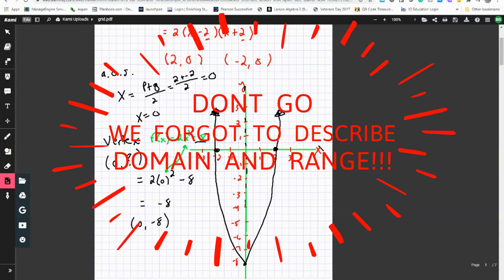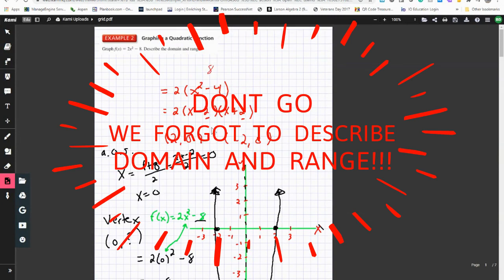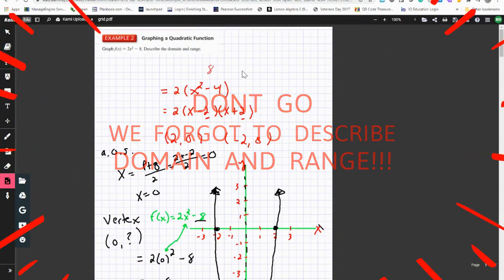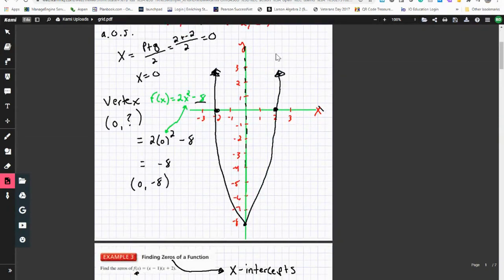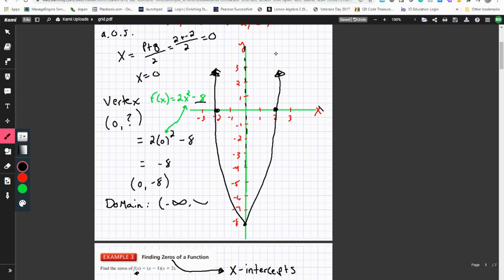Sorry about that, guys. Thank you for sticking with me. I totally forgot. I got so excited that we were done graphing this that I forgot to describe the domain and range. So thank you for bearing with me. All right, so the domain, as you guys know, I would say the domain is going to be all real numbers because this graph continues to go to the right and it continues to go to the left. So I know that it's going to be negative infinity to positive infinity, or you could also write all real numbers.